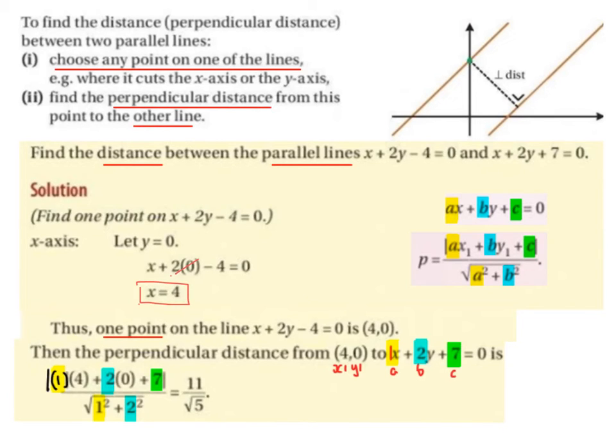So we have the modulus of 1 times 4 plus 2 times 0 plus 7, all divided by the square root of 1 squared plus 2 squared, and that gives us 11 over root 5. So 11 over root 5 is the distance between these two parallel lines.